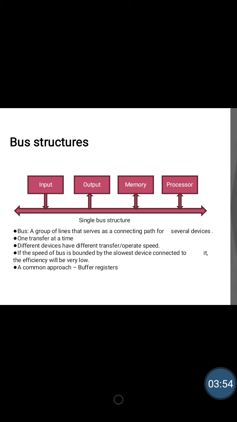Okay. The advantage of using a single bus structure is its low cost and flexibility. The bus is flexible. Why? We can attach different peripheral devices. Very easily we can attach the peripheral devices. We can connect different units of a computer using two buses, three buses or multiple buses.